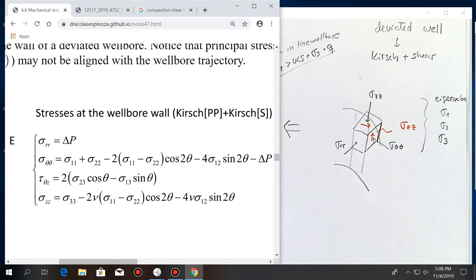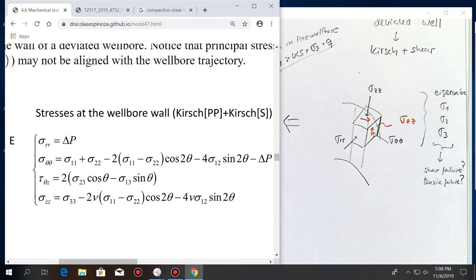And now with those ones everywhere around the wellbore, you can tell if this is a shear failure or it's a tensile failure. Basically, what you're going to have to tell in your algorithm is, check whether the combination of stresses is beyond shear failure, or check if sigma 3 is lower than the tensile strength.